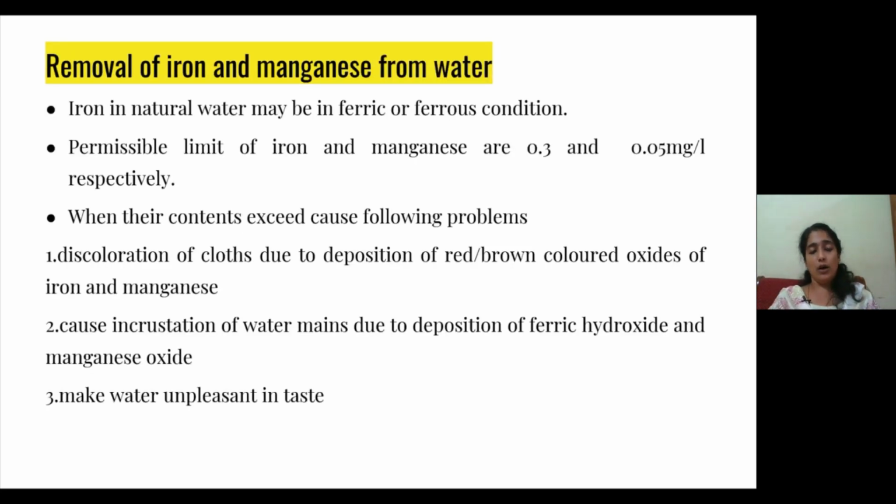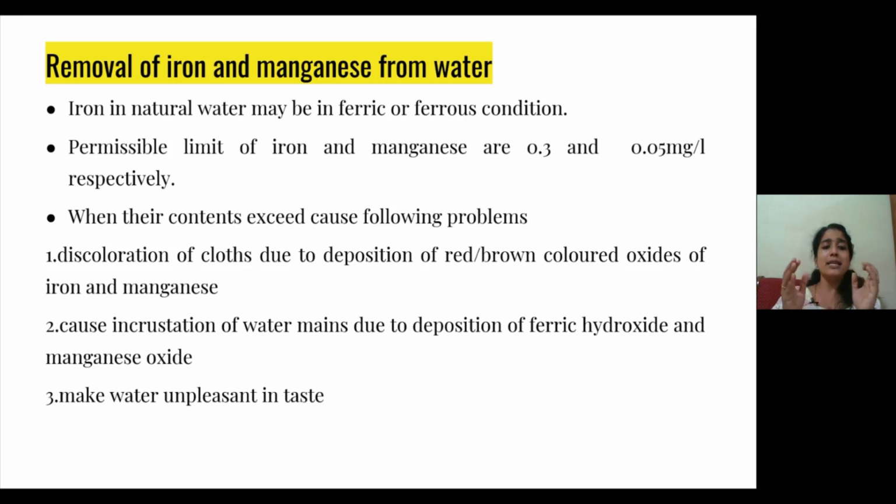Then removal of iron and manganese from water. Iron in water may be in ferric or ferrous form. The permissible limits of iron and manganese are 0.3 and 0.05 milligram per liter respectively. When their content exceeds those permissible values, it will cause problems. Particularly, an increase in the amount of iron will cause an unpleasant smell or taste in water, and it also causes discoloration of clothes due to deposition of red or brown colored oxides of iron and manganese.